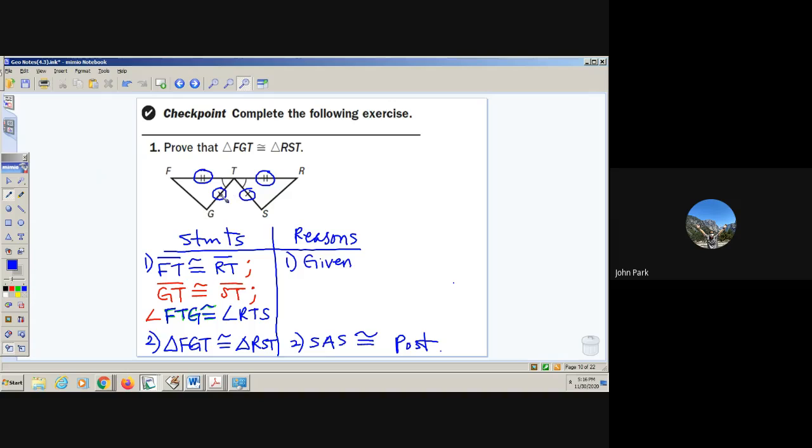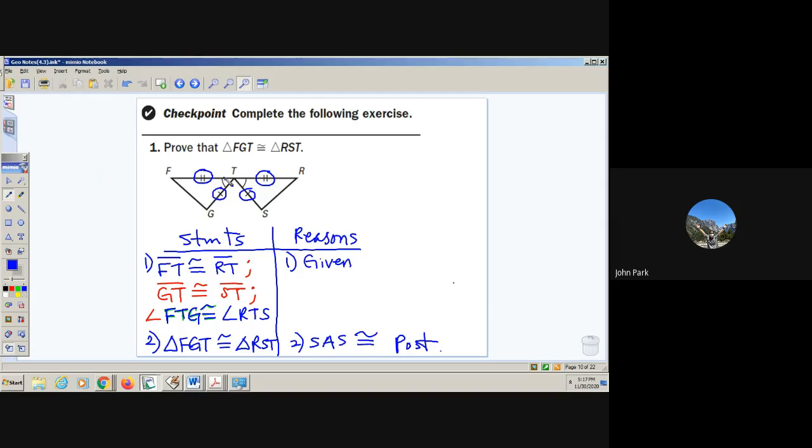And then the side GT, segment GT, is congruent to segment ST with one slash. And then the two angles in between that, so that's the included angle. So this is the angle FTG on the left side is congruent to angle RTS on the right side. And so we established that these two triangles are congruent by side, angle, side.